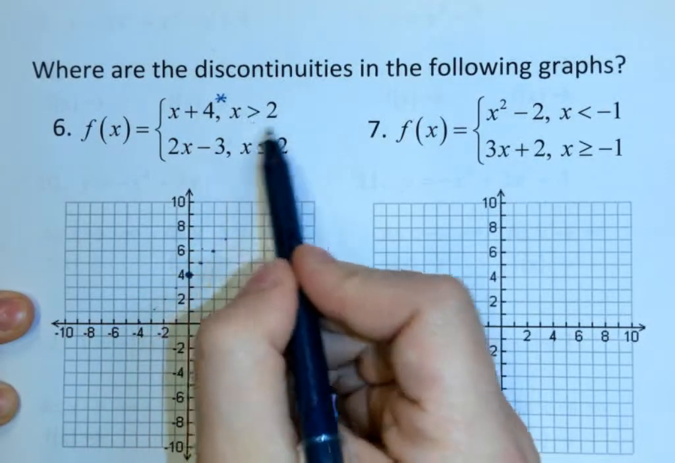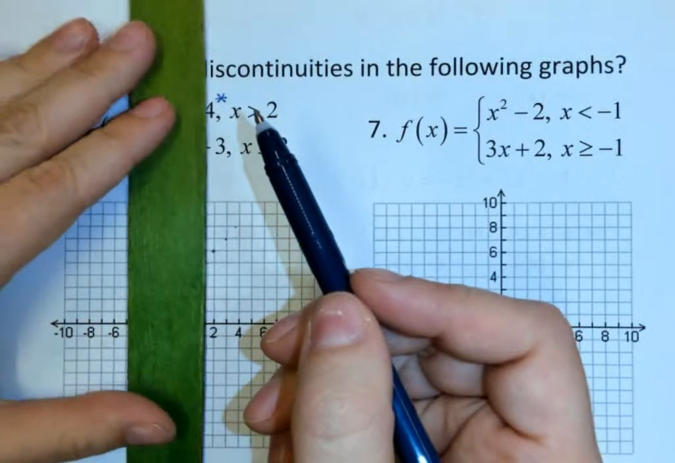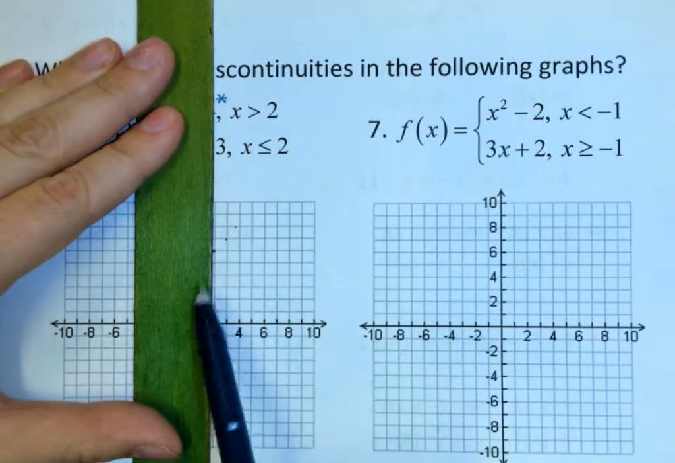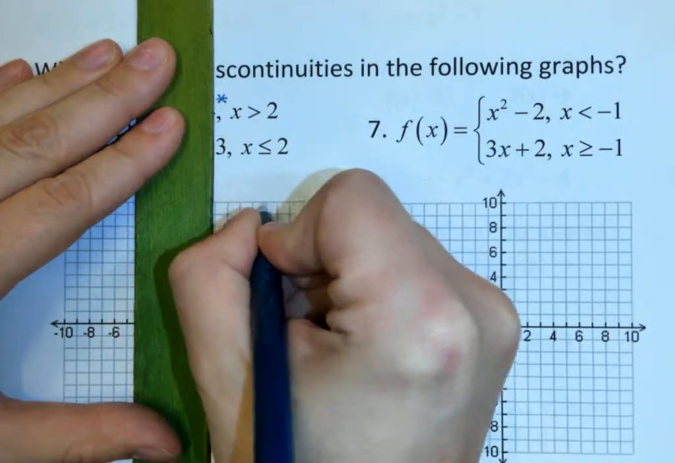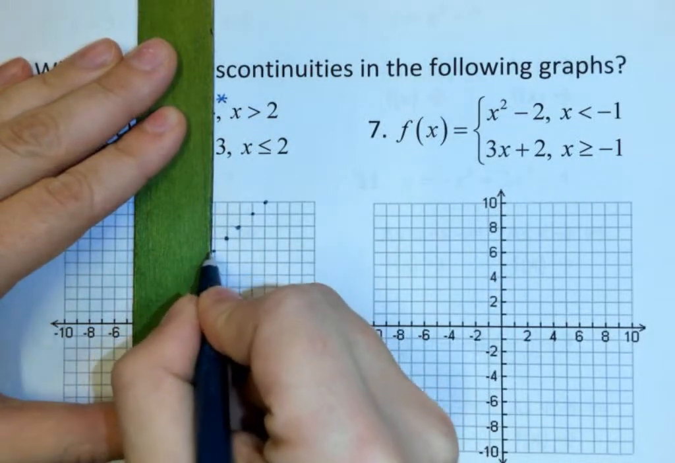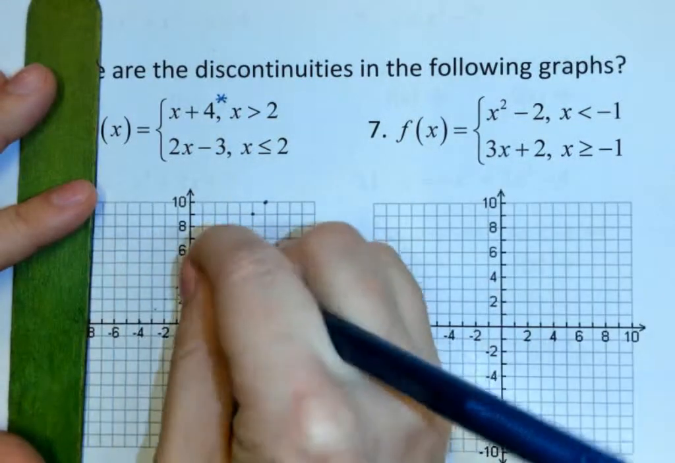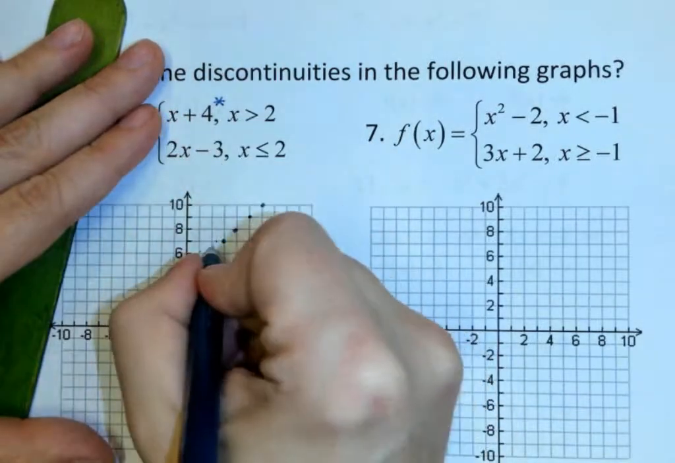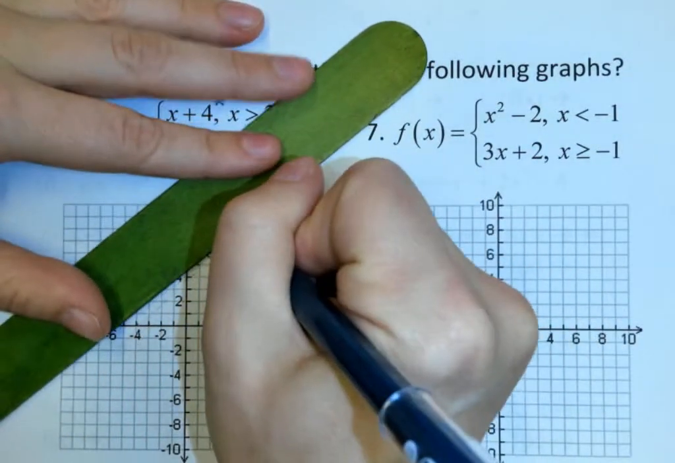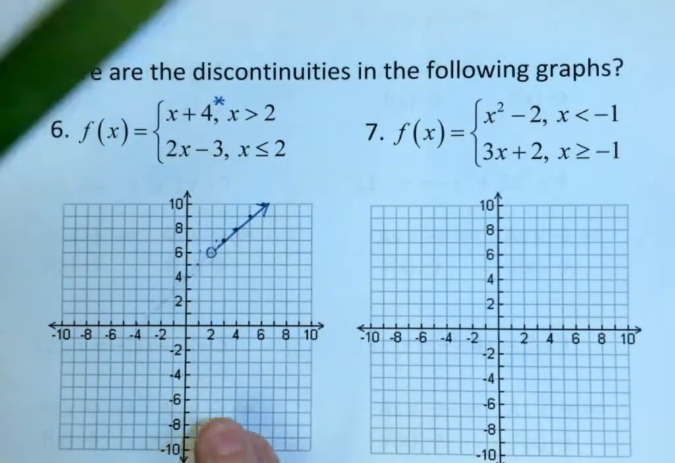This says graph it where x is greater than 2. So at 2, this is where I'm going to start picking up my graph. So I want this side of it. Am I going to have an open or a closed circle here? Open. Yay, erasable pens. And I'm just going to connect my dots. So it goes that way.